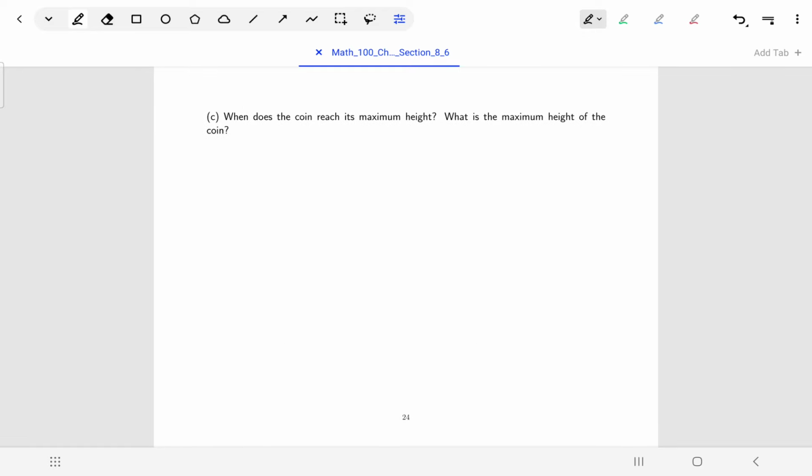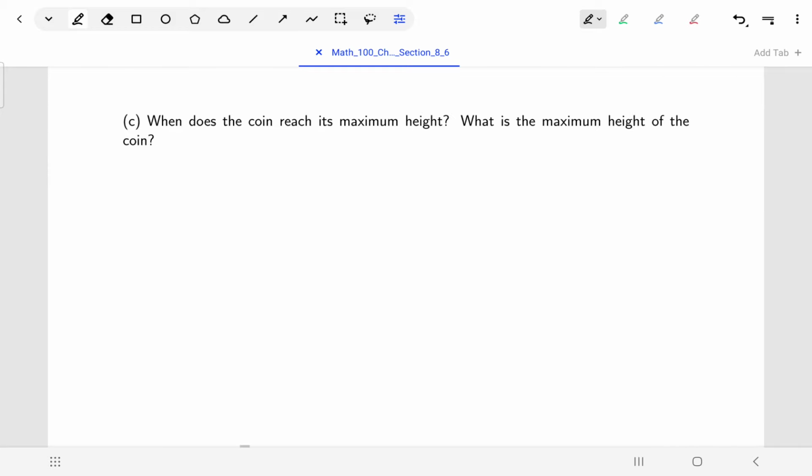Last part, we wanted to answer the question of when does the coin reach its maximum height and what is the maximum height? Of course, if we wanted to maximize position, then we would need to find where the derivative of position is equal to 0. That would be critical numbers. That would be where maxes and mins happen. And of course, where the derivative is equal to 0, that is where velocity is equal to 0.